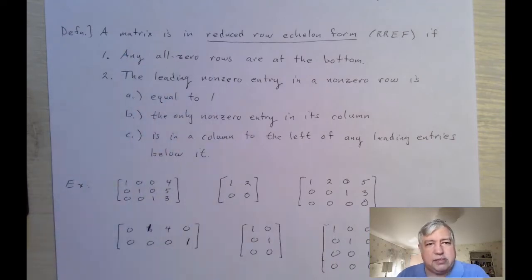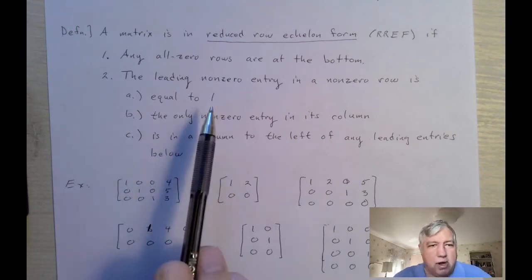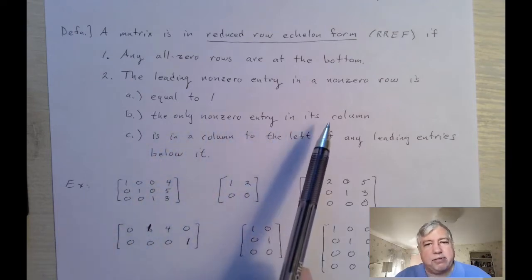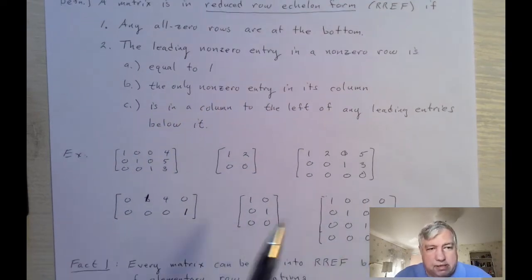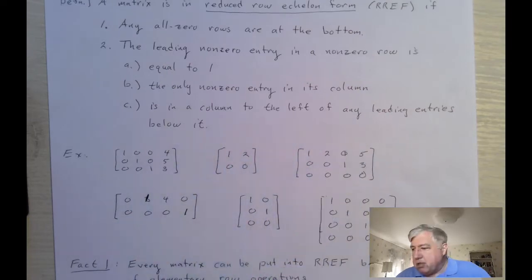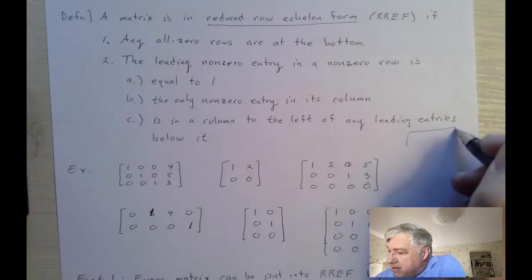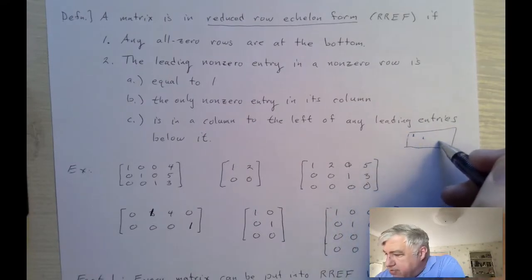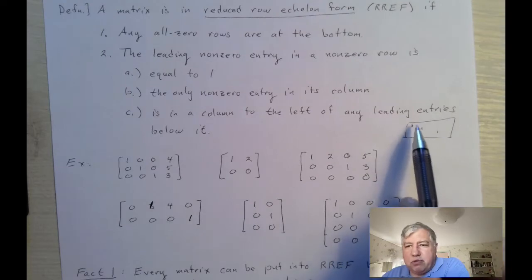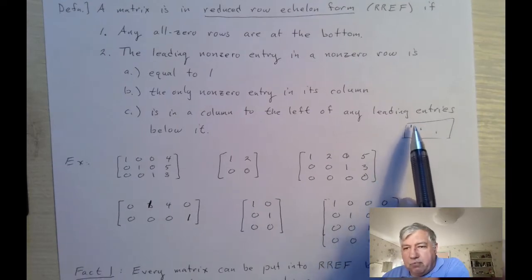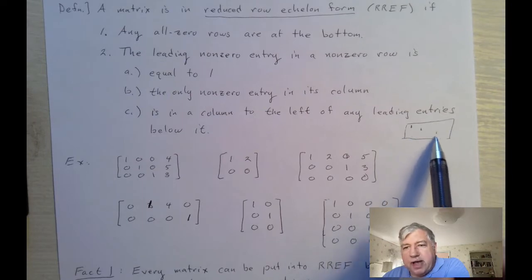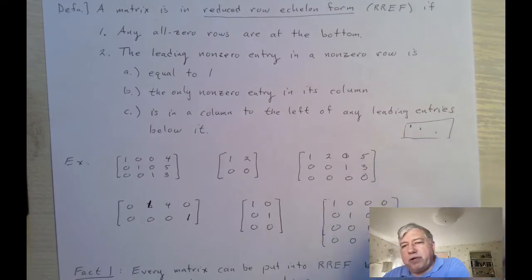Well, first of all, any all-zero rows have to be at the bottom of the matrix. And then the second thing is that if you have a non-zero row, the leading non-zero entry has to satisfy three things. It has to be equal to 1. It has to be the only non-zero entry in its column, and it's in a column to the left of any leading entries below it. So basically what's going on here is that here's a 1, here's a 1. The ones have to be in descending order, so the further down you go, these leading ones have to be moving to the right. Okay.